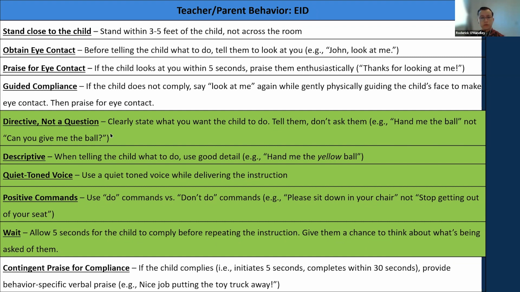Tell them, don't ask them. Hand me the ball versus can you give me the ball? The latter would not be something I would suggest. Asking a question gives kids an opportunity to say no, and lots of kids will take that opportunity or ask you questions in return, like, why should I have to do that right now? Now it turns into an argument and they're just delaying following through. So tell them what to do. It's important that they comply. That's why you're trying to use this. Don't ask them what to do.